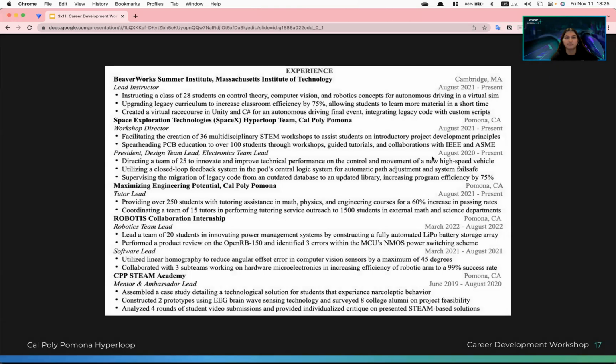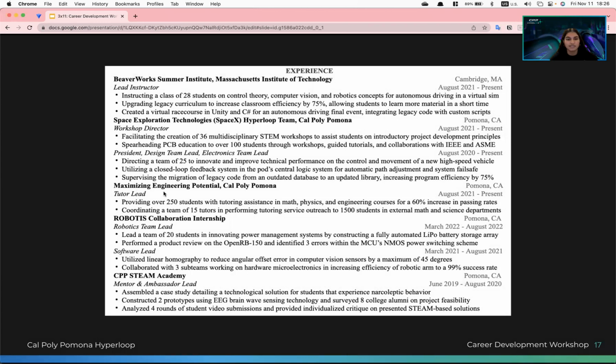And then this is an example of Chris's resume. So again, we see the name and location. His role is right here, and then when he worked that role. This one is written in the present tense. So instructing, upgrading, then created, facilitating, spearheading. These are all action verbs that we like to see.